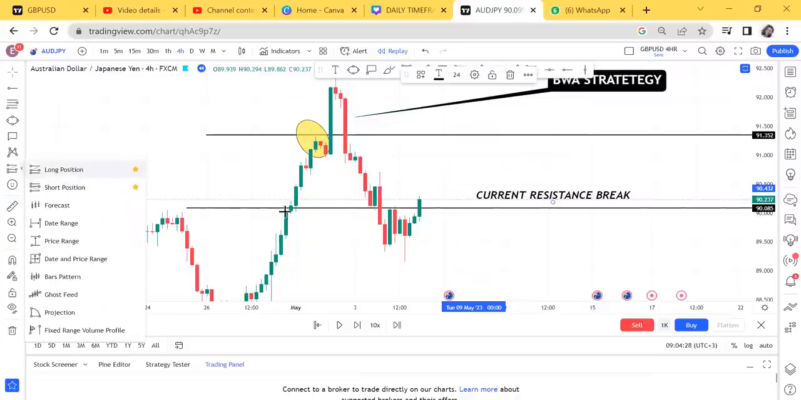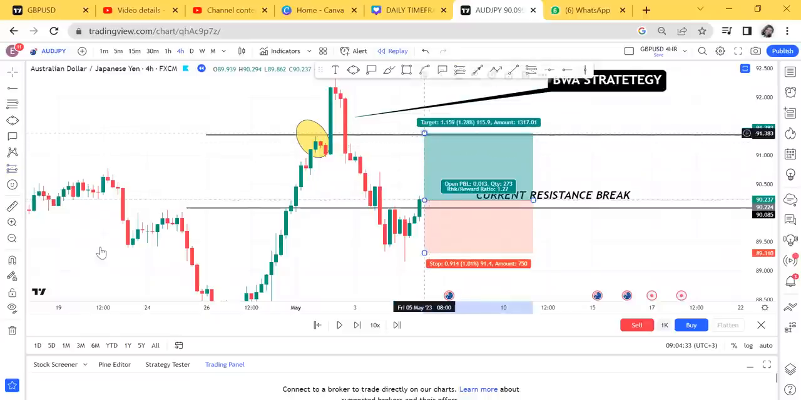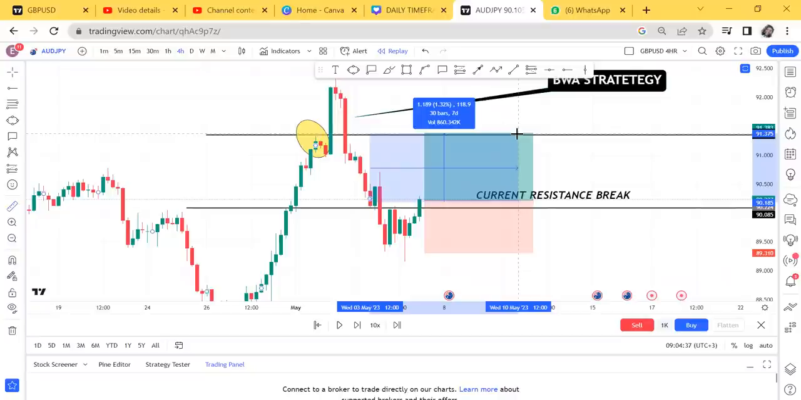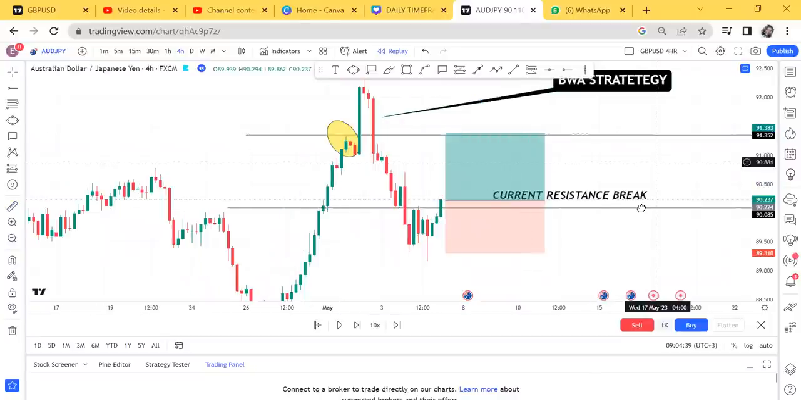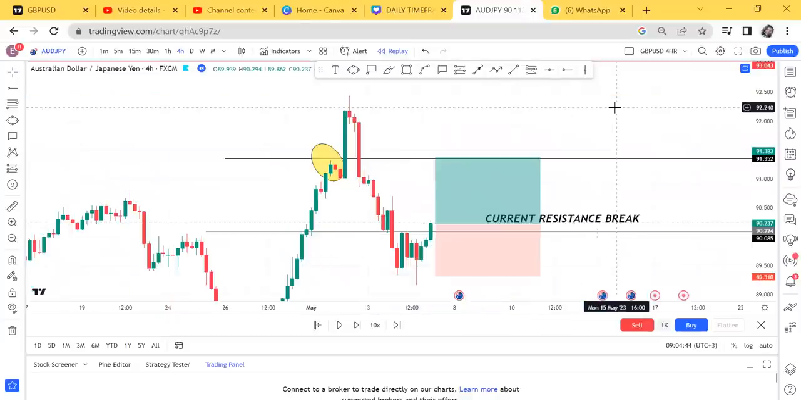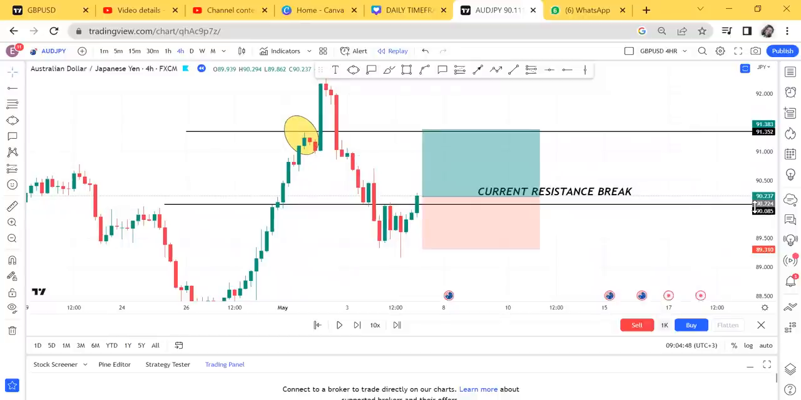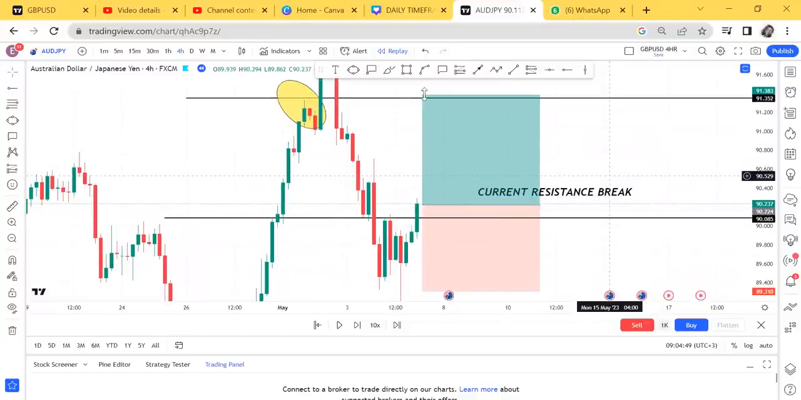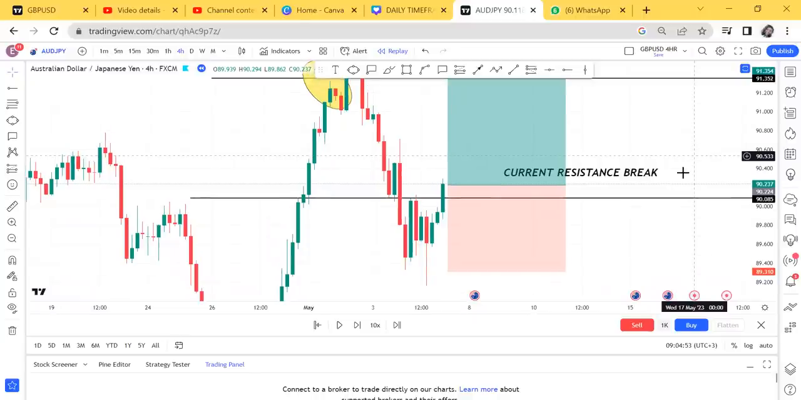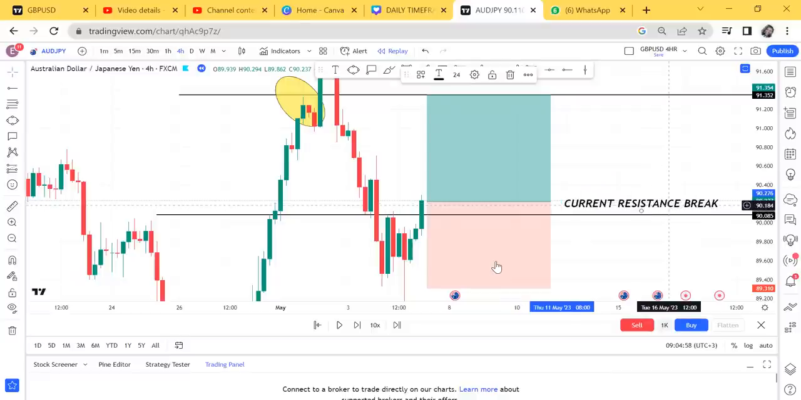This is a very easy trade. Practice on it and you'll see how this market will go up. So that is 118 pips that is assured. I said BWA is not taught in public. It's only private for my students, but other strategies I'll be coming here and teaching you. So now we are able to take 118 pips, guys, because our current resistance has broken.